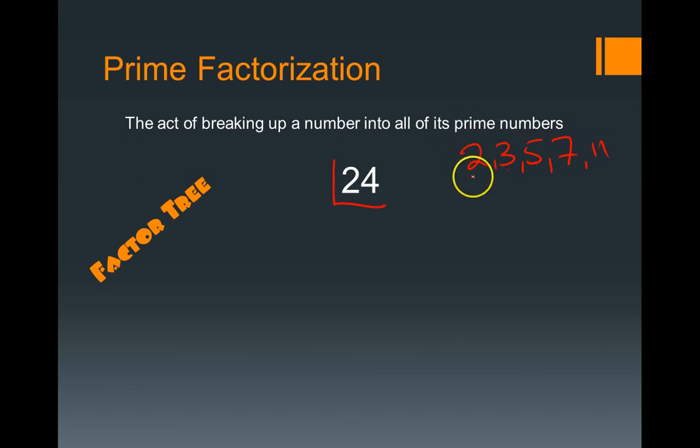And we just start with the lowest number. If my number is even, it means I can divide it by 2. 24 is even, so I can divide it by 2. That gives me 12. It's also even, so I can divide it by 2, and that gives me 6. That's also even, so I can divide by 2, and that gives me 3. And 3 is prime. 3 is in this list of numbers.